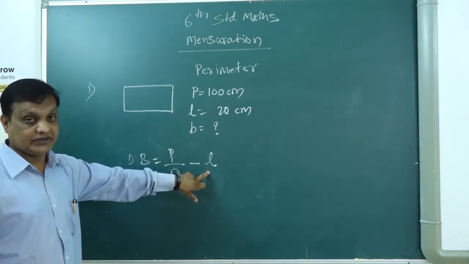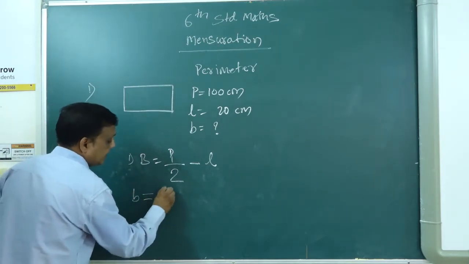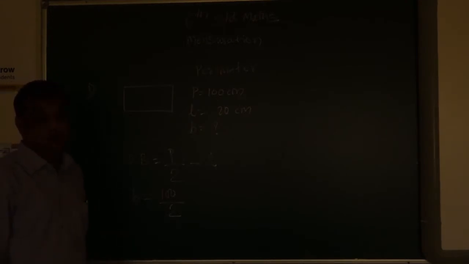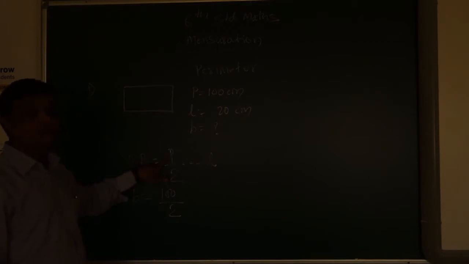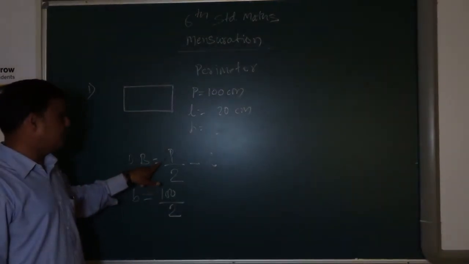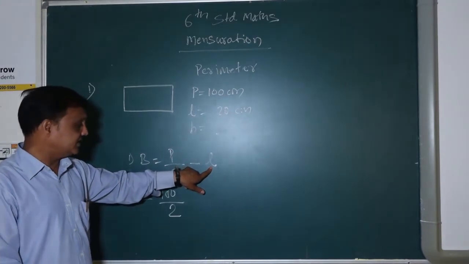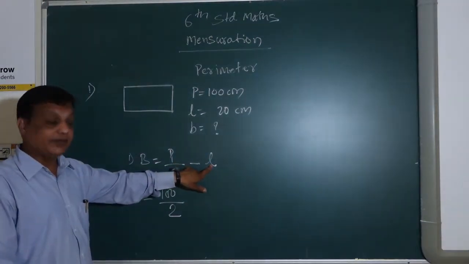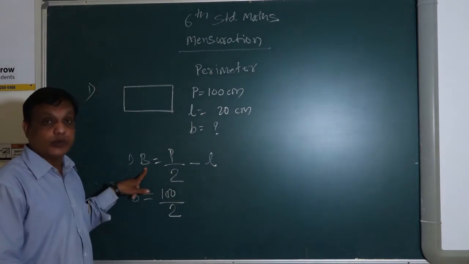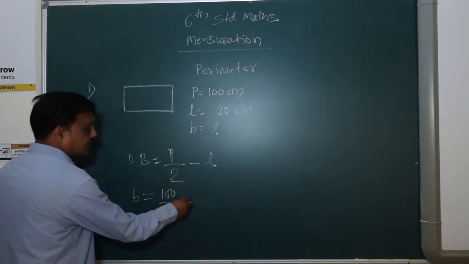This is the formula when breadth is not given. Now perimeter is given as 100, divided by 2, minus length. The formula is breadth is equal to perimeter divided by 2 minus length. What is given? Length is given, so length will come here. Breadth is not given, so that is what we find.